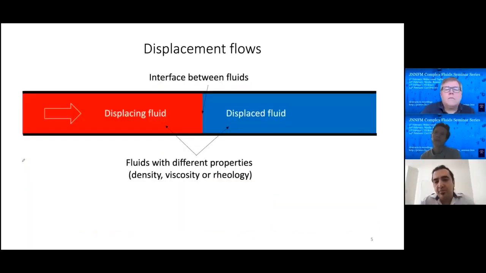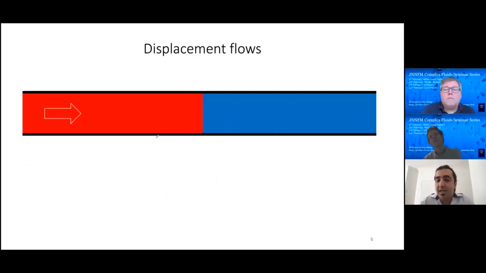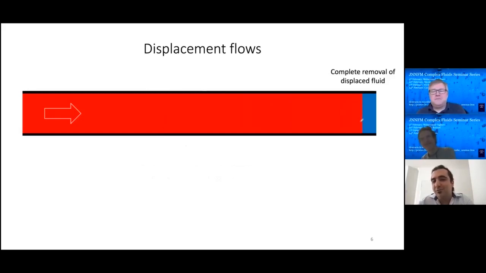The displacement processes that I just mentioned can be simplified to the configuration that you can observe. We have a red displacing fluid that must displace a light blue displaced fluid, and the two fluids have different properties. So in this case, an ideal or dreamlike situation is that the displacing fluid completely removes the displaced one, and you have 100% displacement efficiency. But this case almost never happens because the interface is not actually very much friends with us.